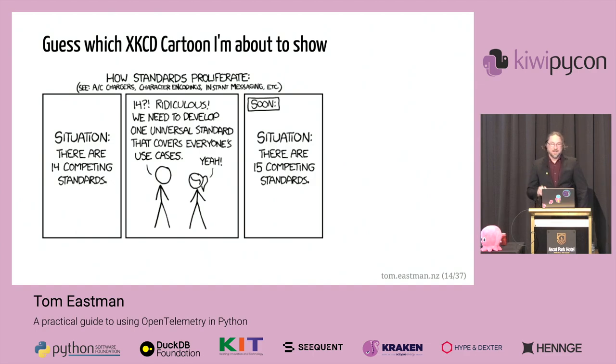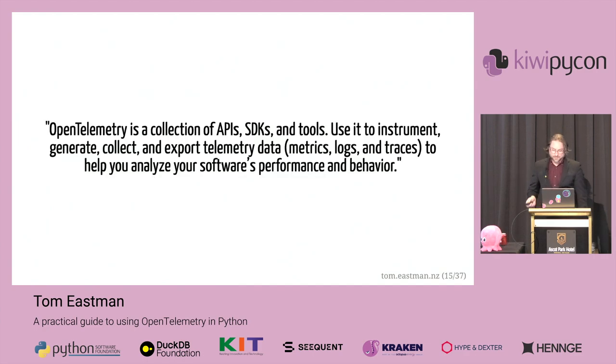Okay. This is the one that I've memorized. Everyone has XKCD comics that they've memorized because they have to refer to them so often, and this is my one. This is a standard because we had 14 competing standards, and now we have a 15th one. So what is OpenTelemetry, and which part of this wider mess is it actually trying to solve?